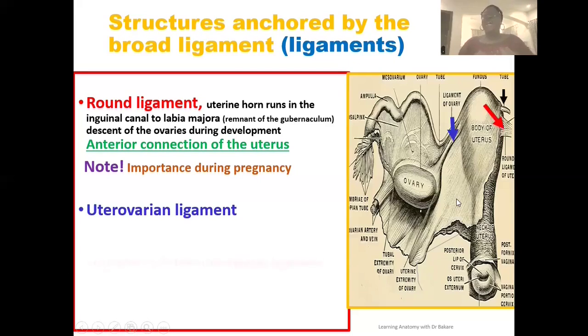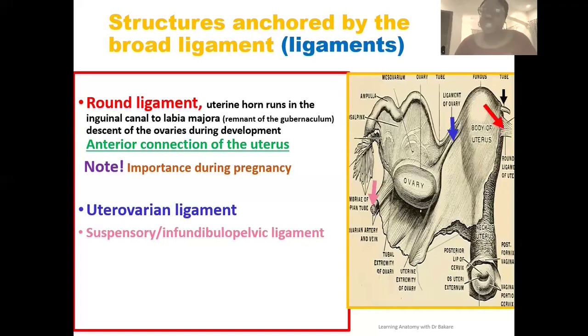Another ligament that we have is the suspensory ligament. This is the suspensory ligament here, arrowed in pink. The suspensory ligament is also known as the infundibulopelvic ligament, and it is seen to connect the tubal end of the ovary to the lateral pelvic wall. And this is what is seen here in this image. You also see this suspensory ligament or infundibulopelvic ligament anchored by the broad ligament of the uterus.